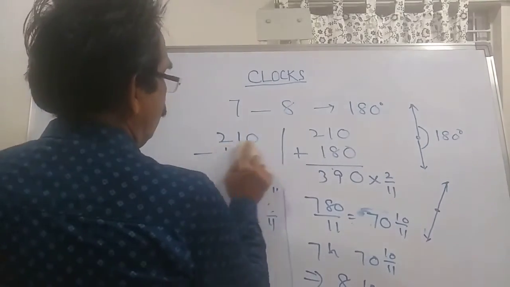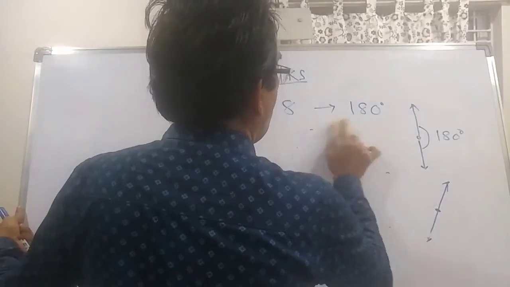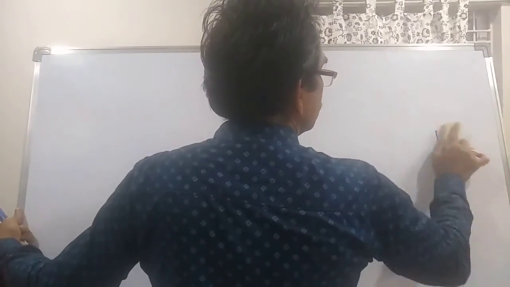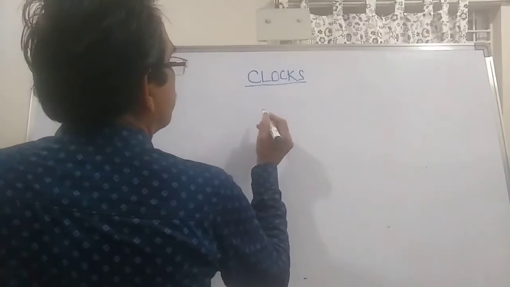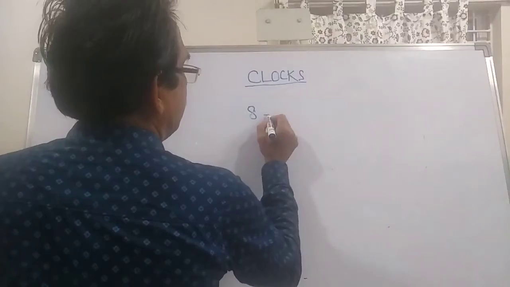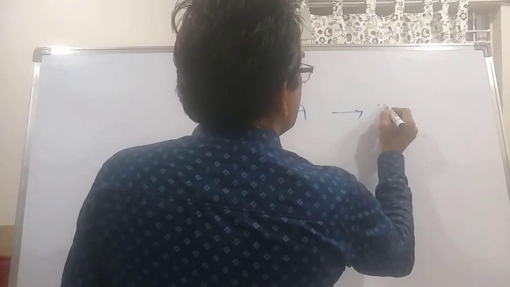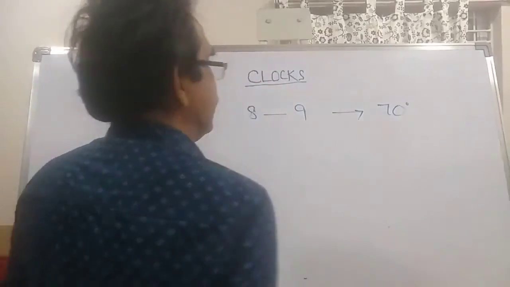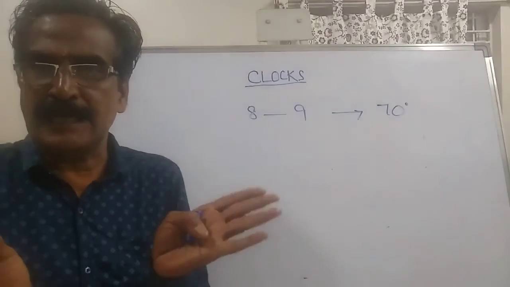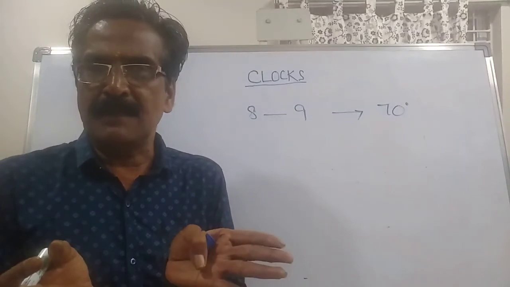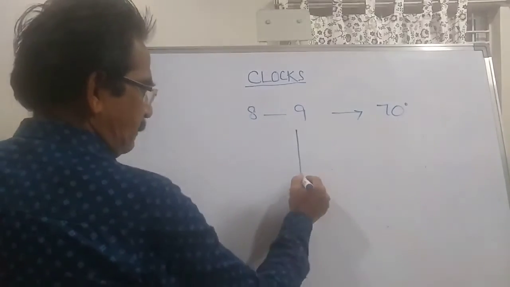So friends, let us consider one last example with one more angle. Between 8 and 9, at what time is the angle between the hands 70 degrees? The angle between the hands must be 70 degrees, and the time must be between 8 and 9. So at 8, same process we continue.